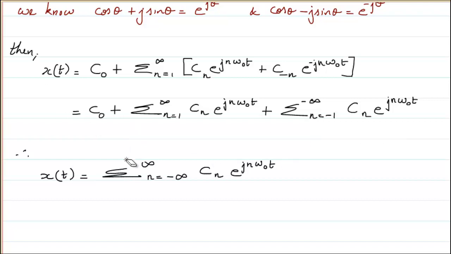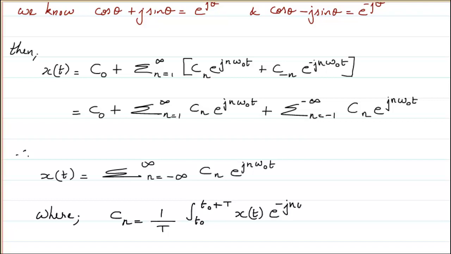So that is why I have written this into one single equation, where C of n, and what is C of n? We have already defined C of n as 1 by T integral from t naught to t naught plus capital T of x of t into e raised to power minus jn omega naught t into dt.